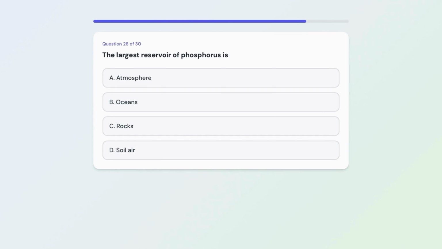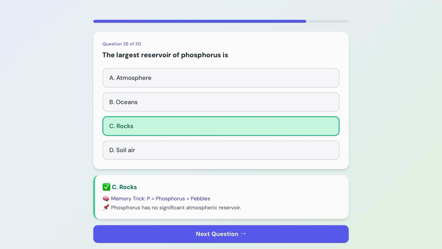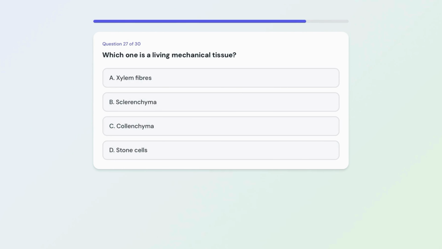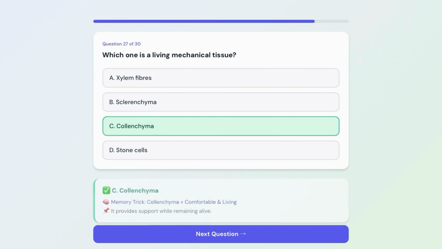The largest reservoir of phosphorus is atmosphere, oceans, rocks, soil? Air, rocks. P for phosphorus and P for pebbles, and what are pebbles? They're kind of rocks. Which one is the living mechanical tissue? Xylem fibers, no. Sclerenchyma, that's the dead one. Collenchyma, yes.